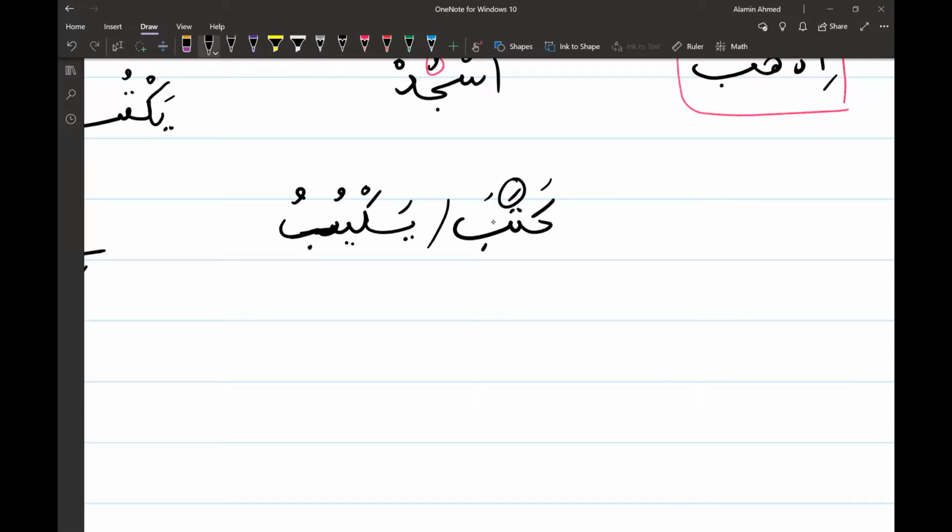Exactly, you guys are getting it, because as long as you understand that the dhamma is in the middle, the only thing you're thinking about is how to pronounce it. Do I say iktub or uktub? Everything else is the same, because you get the sukun at the end. These are all basics. We already understand, right? We know it's going to be hamzatul wasl. We know everything is there.